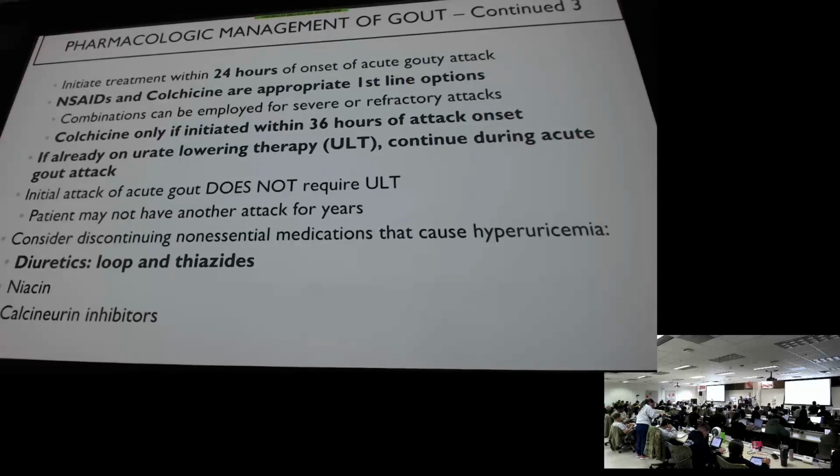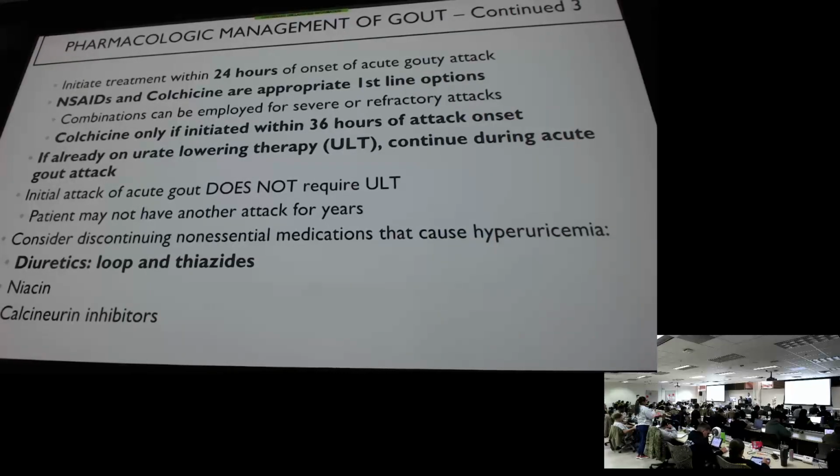They get better. If they have more than 2 attacks per year, consider putting them on ULT. If you're going to start ULT, get colchicine or a steroid as a prophylactic treatment. It's going to be a low dose, and we'll talk about it. You don't need to know the dosage, but low dose. So you're going to start the ULT with one of those prophylaxis medications on board because the ULT can worsen the attack. And if they have an acute attack while they're on ULT, keep them on the ULT and then treat the acute attack just like you do for every acute attack, either a single one of the 3 or a combination of the 3. It's that easy.